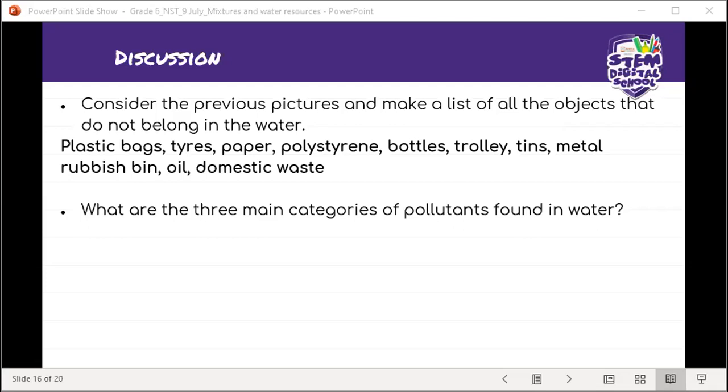Okay, so anyone else who has a different answer, the three main categories of pollutants that are found in water? So guys, I'll give you a hint. We actually dealt with these three main categories on the previous slide. And we said these are the things that pollute water.